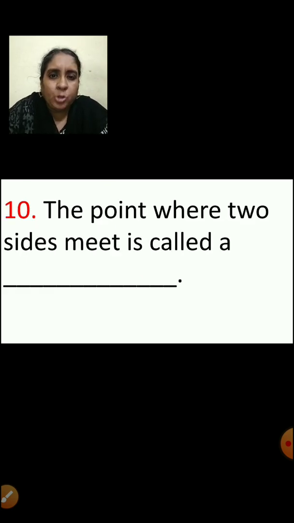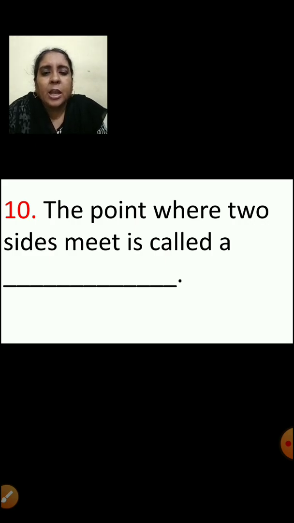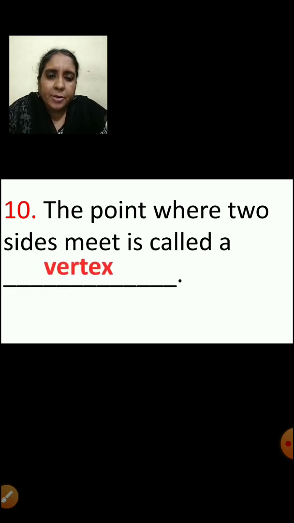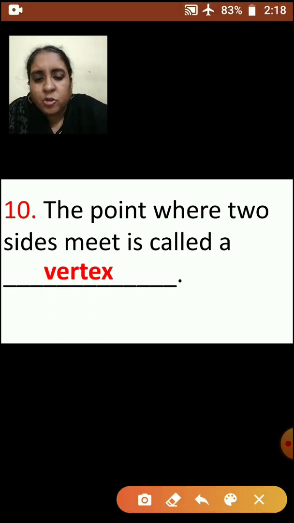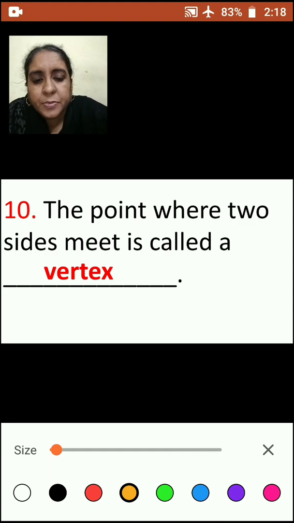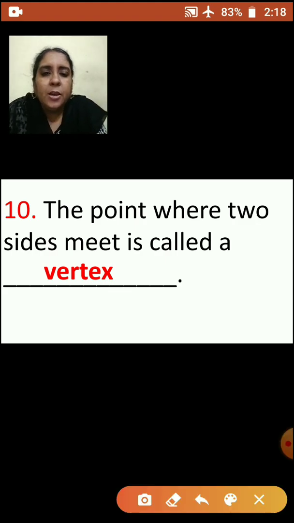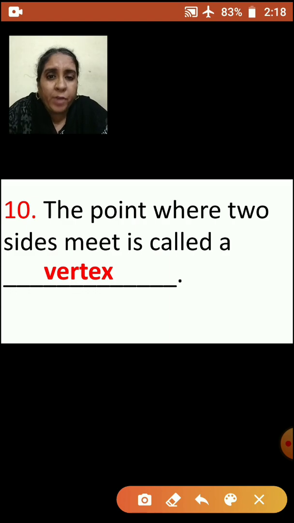Now, 10th one. The point where 2 sides meet is called a dash. Now, what is the answer? Vertex. Now, I'll show you how it is. What is the answer? The point where 2 sides meet is called a vertex.